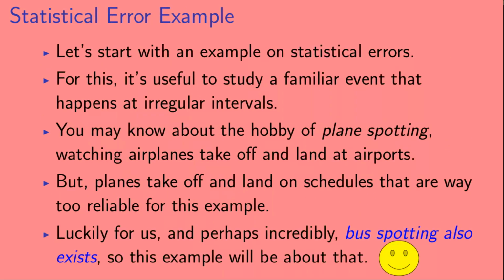So let's start with an example on statistical errors. For this, it's useful to study a familiar event that happens at irregular intervals. You may know about the hobby of plane spotting, watching airplanes take off and land at airports. But planes take off and land on schedules that are way too reliable for this example. Luckily for us, and perhaps incredibly, bus spotting also exists, so this example will be about that.